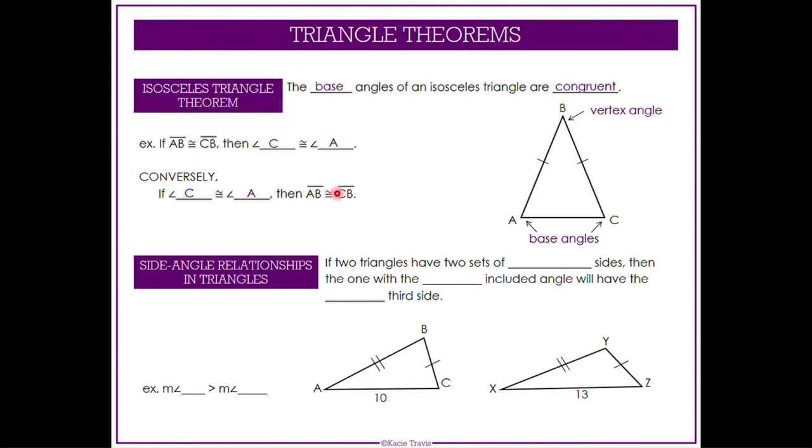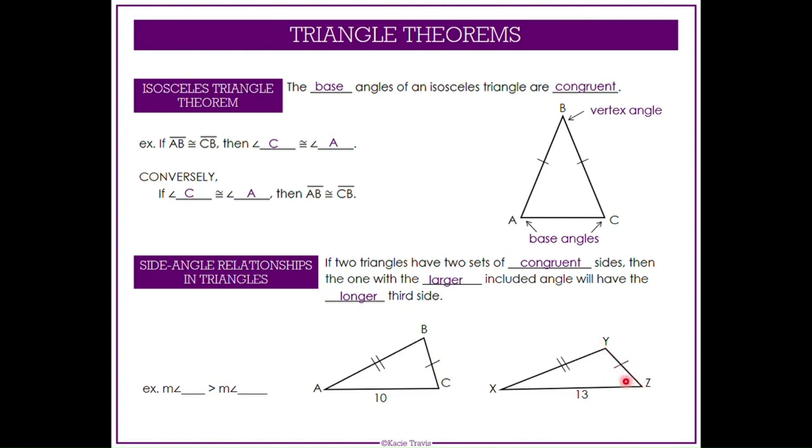All right, next up, we've got side-angle relationships in triangles. If two triangles have two sets of congruent sides, then the one with the larger included angle will have the longer side. Down here we've got two triangles that have two sides that are congruent. This side from A to B is congruent to this one from X to Y. Over here, from B to C is congruent to this one from Y to Z.